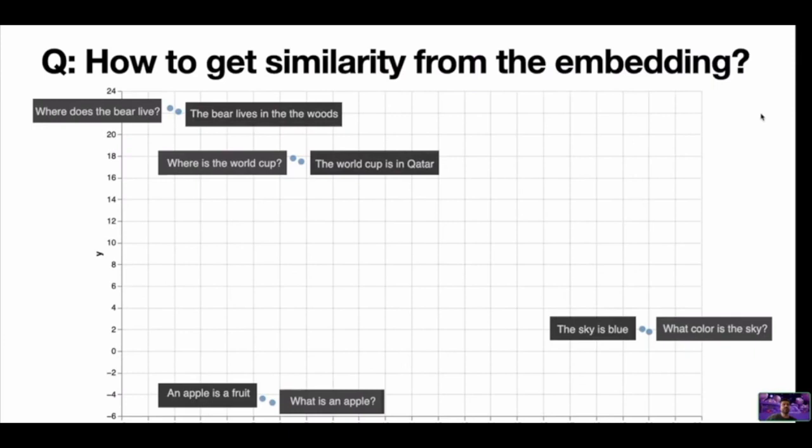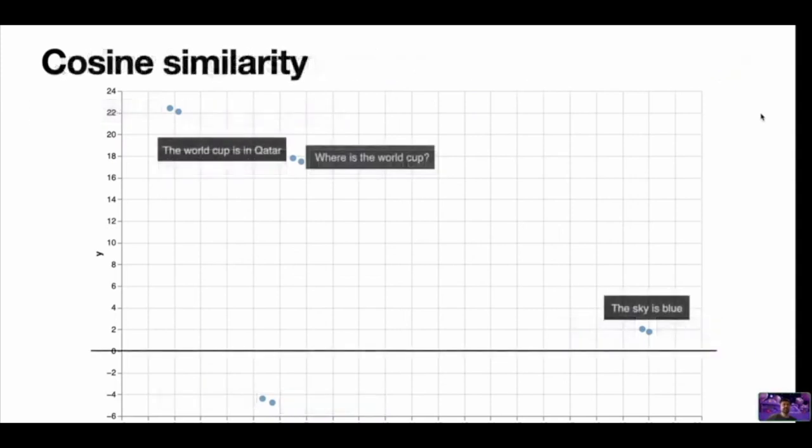And now let me tell you how to get similarity from an embedding. There are many ways to do it. You can look at distance, because we're talking about high-dimensional spaces, where you can do Pythagorean distance or taxicab distance, anything you want. But we're actually going to use one that's pretty useful, which is cosine similarity. It works exactly how you would imagine. We're going to look at the angle.